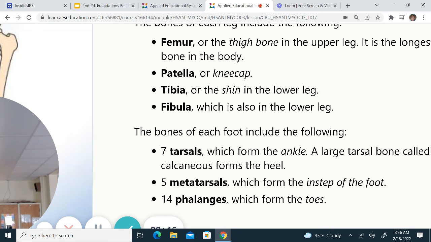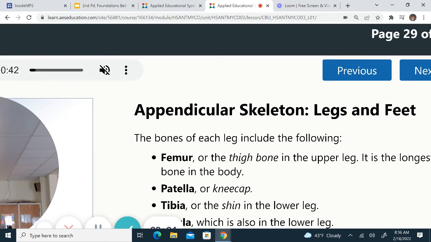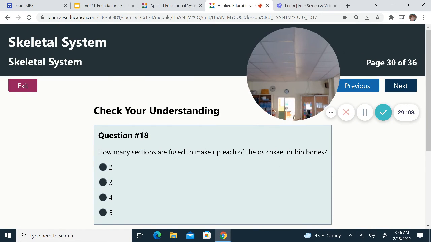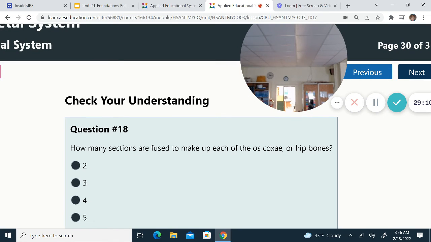Oh, and I turned your leg around. I'm sorry. How far is B from the line of reflection? 1, 2, 3, 4, 5 units away, right? So when I reflect it, I'm going 5. 1, 2, 3, 4, 5. That's my B prime. Next, I just reflected. All right, so how many sections are fused to make up each of the os coxae, or hip bones?